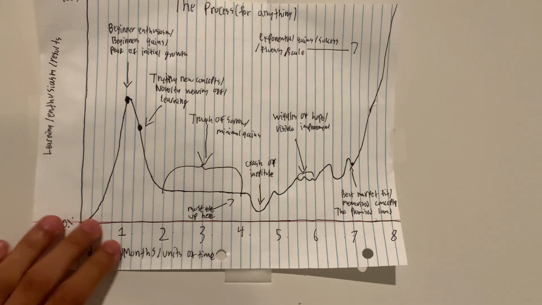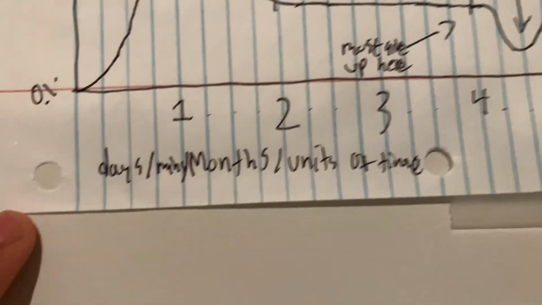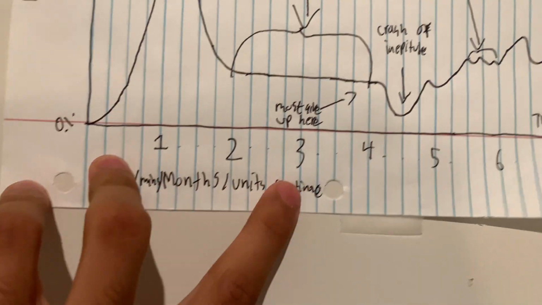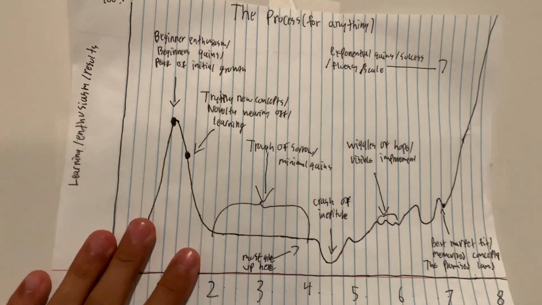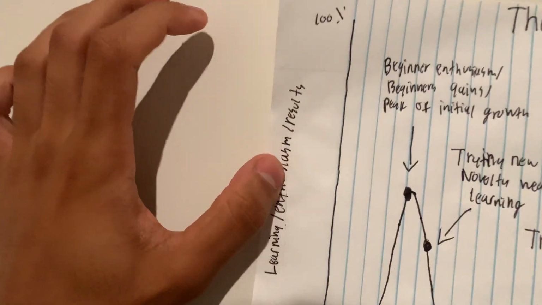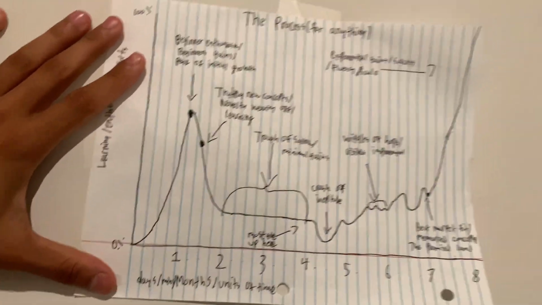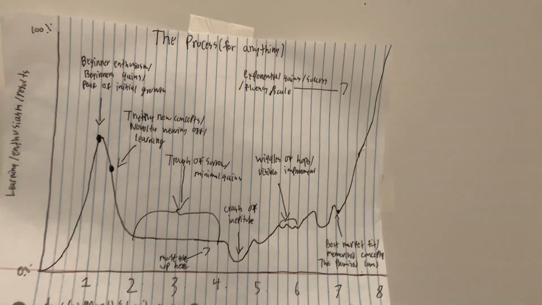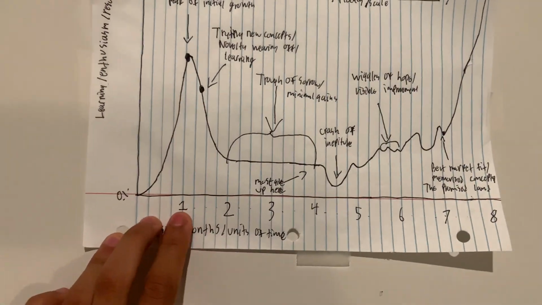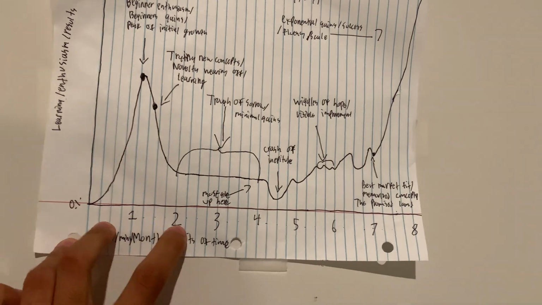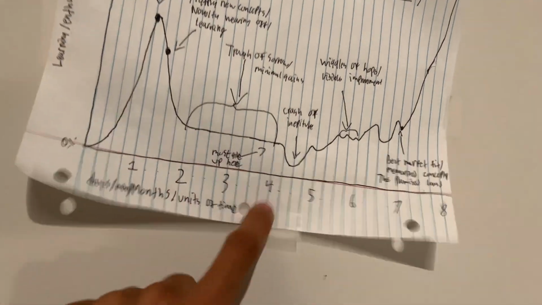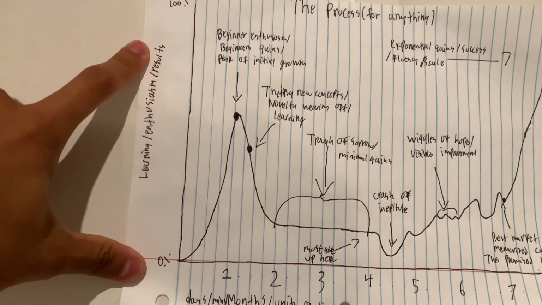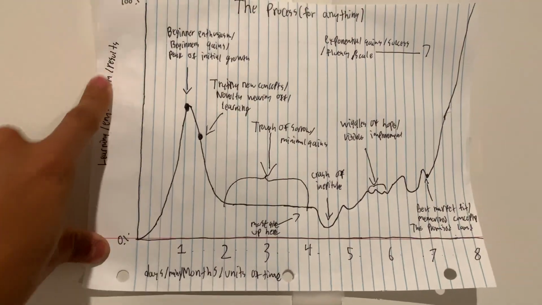So what happens here is this axis right here can stand for days, minutes, months, units of time, right? It's just in general units of time. So this could be 1 day, this could be 1 minute, 1 year, 1 decade, right? And this right here on this side, it says learning slash enthusiasm slash results. So let's kind of see it from a business perspective, right? So let's say these right here are years. So 1 year, 2 year, 3, right? And then this would be enthusiasm in running the business.